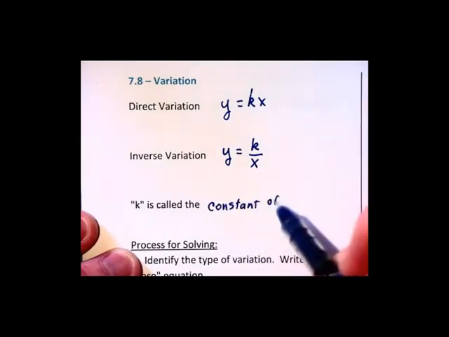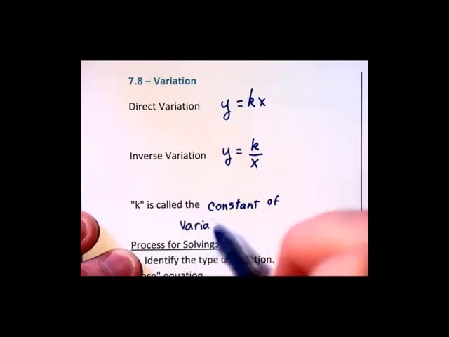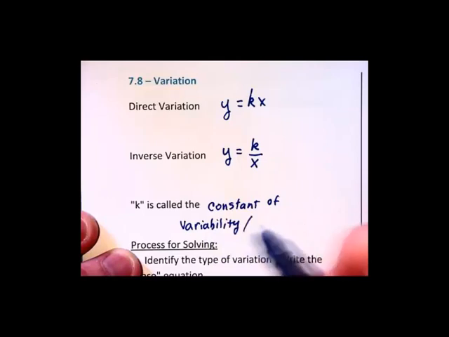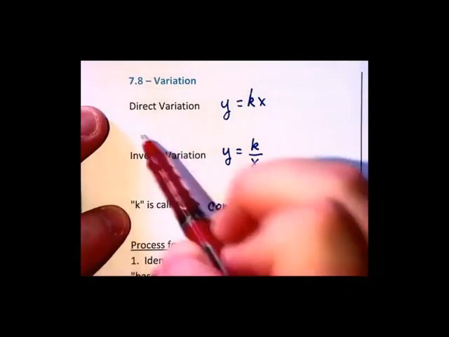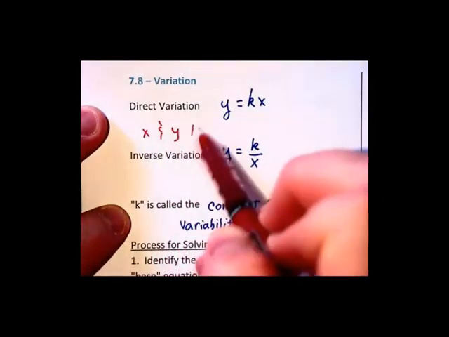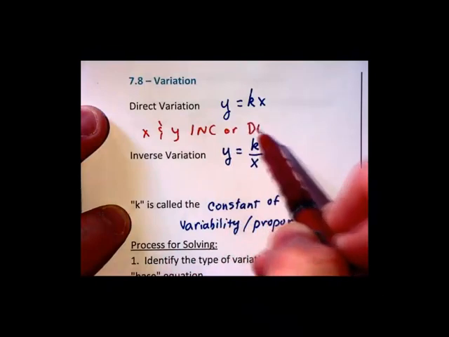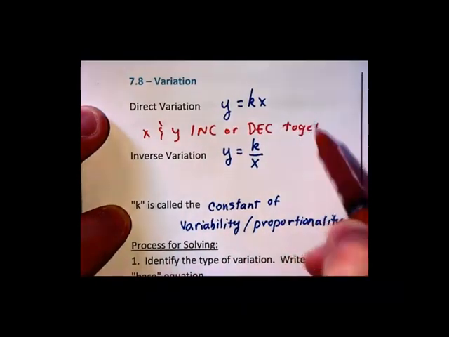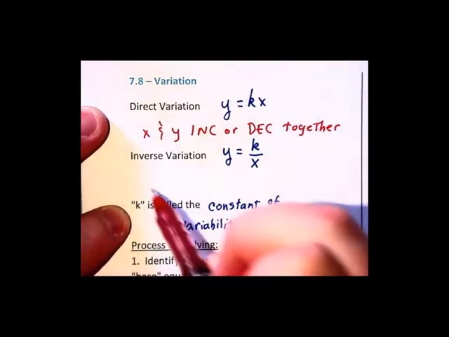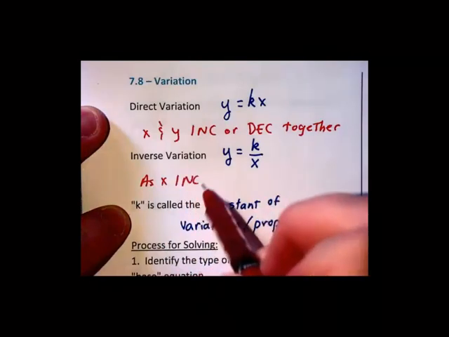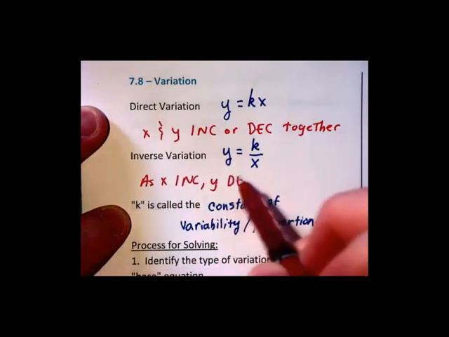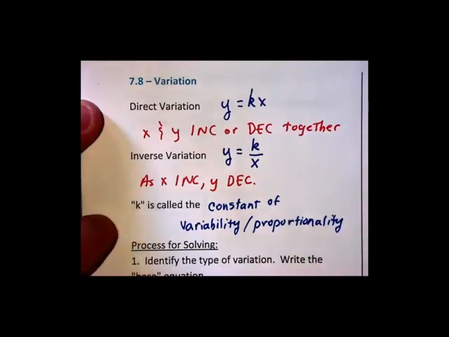Of variability or the constant of proportionality, depending upon the book that you're looking at or the teacher you're talking to. Now, with direct variation, we say that x and y increase or decrease together. Key word there is together. And with inverse variation, I'm going to say as x increases, y decreases, and vice versa.